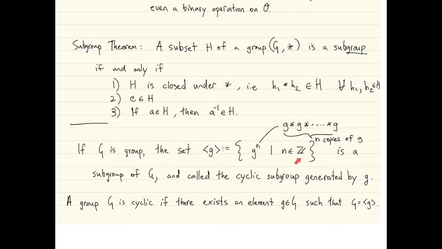Anyway, so n could be a positive or negative integer. If n is negative, what this refers to is the inverse. So g to the negative 5 is g inverse multiplied with itself 5 times. So this set, the set generated by g, in other words, all the powers of g, positive and negative, is a subgroup of G, and it's called the cyclic subgroup generated by g. Then a definition is that a group is cyclic if there exists an element of it, lowercase g, such that the entire group equals the subgroup generated by lowercase g.